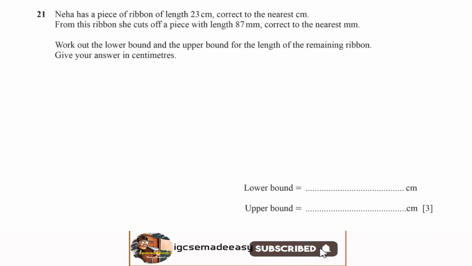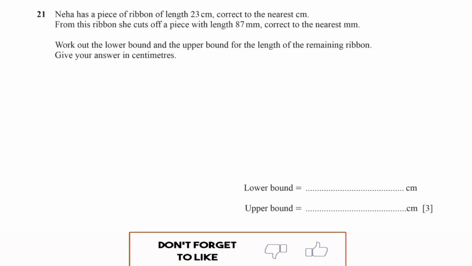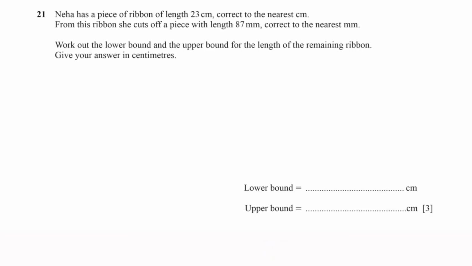Question number 21. Neha has a piece of ribbon of length 23 centimeter, corrected to nearest centimeter. Nearest centimeter means nearest 1 centimeter. From this ribbon, she cuts off a piece with length 87 millimeter, corrected to nearest 1 millimeter. Millimeter means 1 millimeter, right? Work out the lower bound and the upper bound for the length of the remaining ribbon.